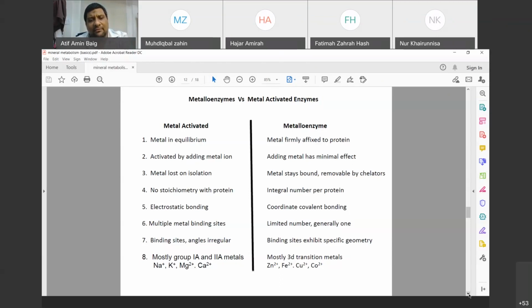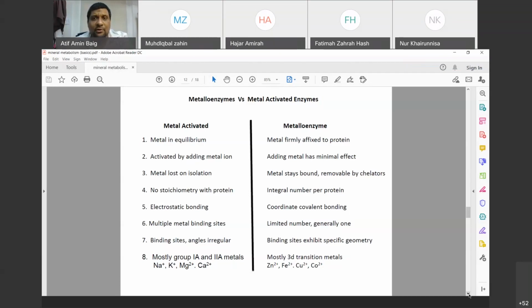Then we have binding sites, and the angles are irregular versus binding sites that are very fixed. When you talk about a protein, it always has a very specific function and structure. So mostly group 1A or 2A metals, remember in the periodic table, for example sodium, potassium, magnesium, and calcium. Mostly first-row transition metals: zinc, ferrous iron, cobalt, and copper. So these are a few of the examples.